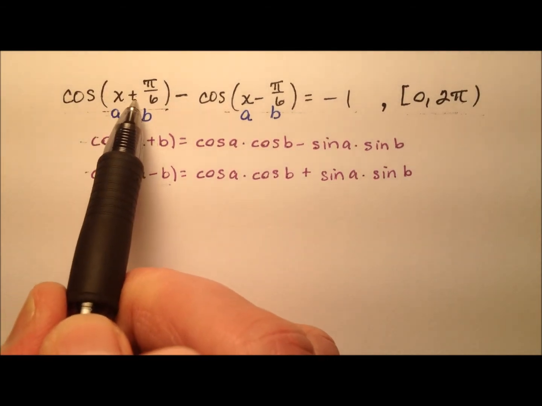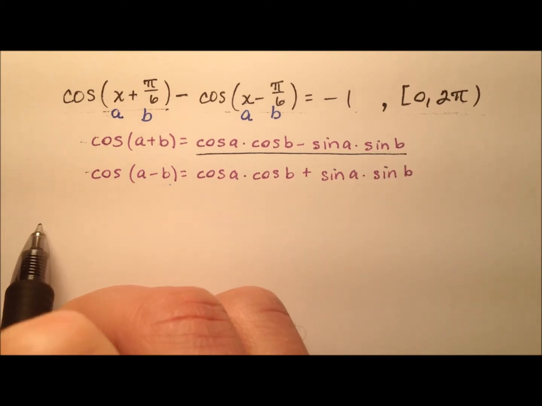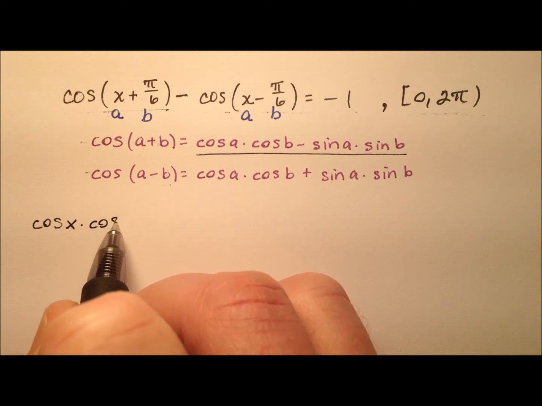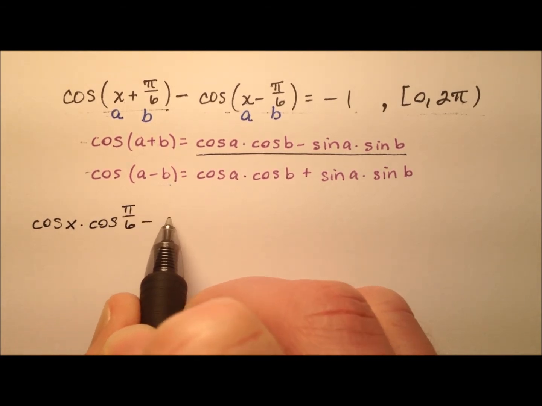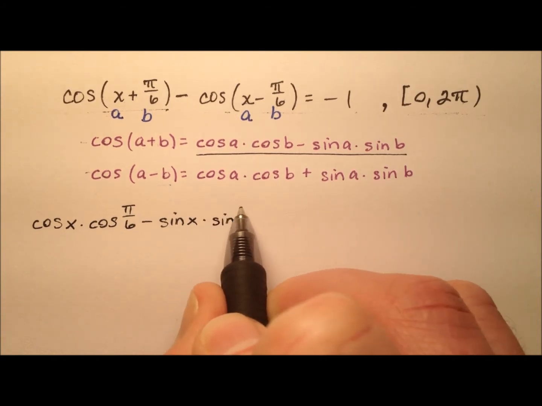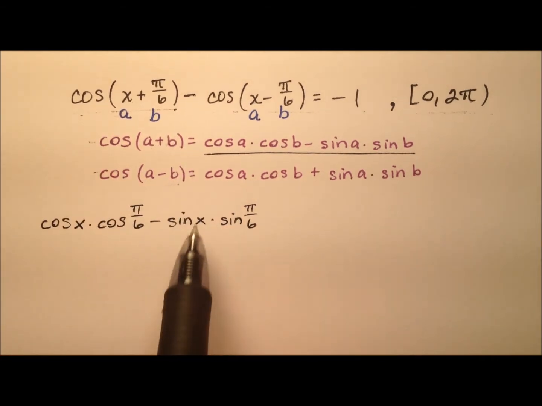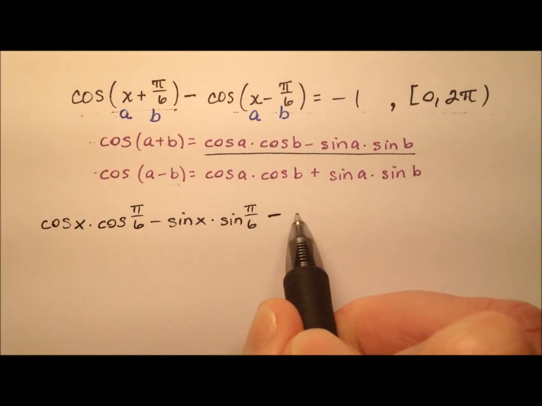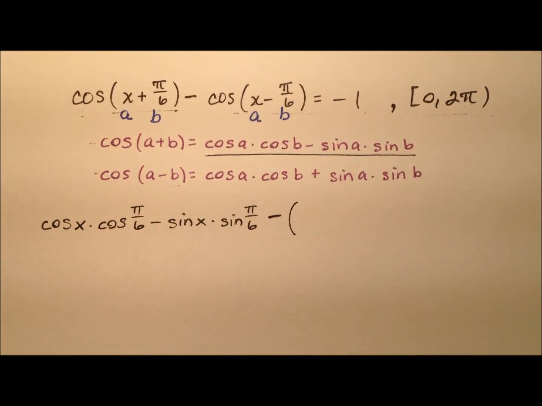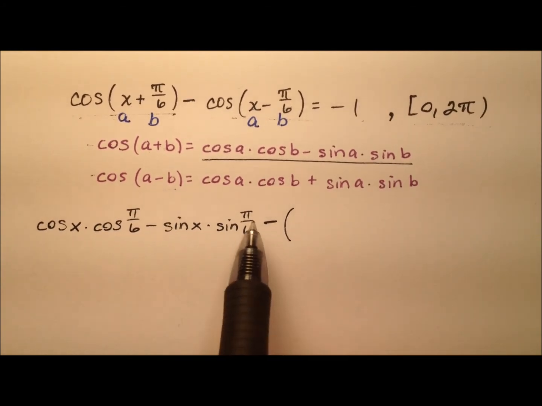Okay, so let's start with this sum identity. That's this first one right here. So we're going to have the cosine of a, which is x, times the cosine of b, which is pi over 6, minus the sine of a, which is x, times the sine of pi over 6. Okay, so that's that first little bit. And then we have this minus sign here. Since I know I'm going to have two terms here, I'm definitely going to put those in parentheses because I'm going to need to distribute that negative through, and I don't want to mess my signs up.